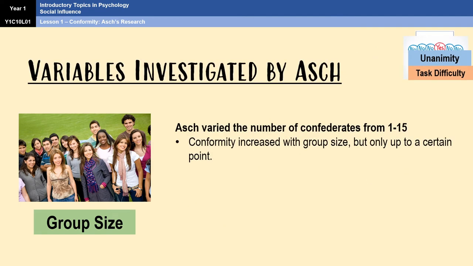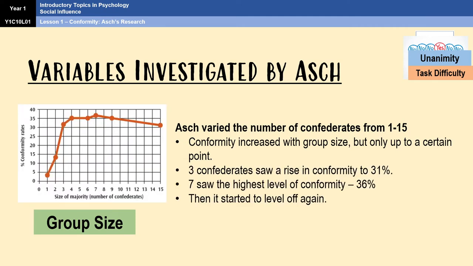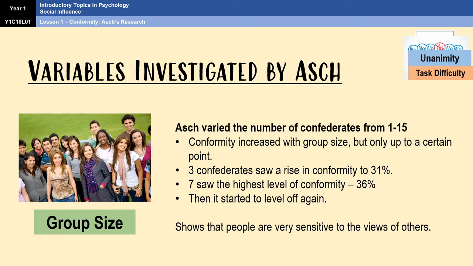In the group size variation, Asch varied the number of confederates from 1 to 15 to see how conformity would be affected. He found that conformity increased with group size, but only to a certain point. 3 confederates saw a rise in conformity to 31%, whereas 7 confederates saw the highest level of conformity, and that was 36%. After that, the levels of conformity started to level off again. These findings suggest that people are incredibly sensitive to the opinions of others, especially if you take into account that the existence of just 1 or 2 confederates was enough to sway the opinions of the participants.